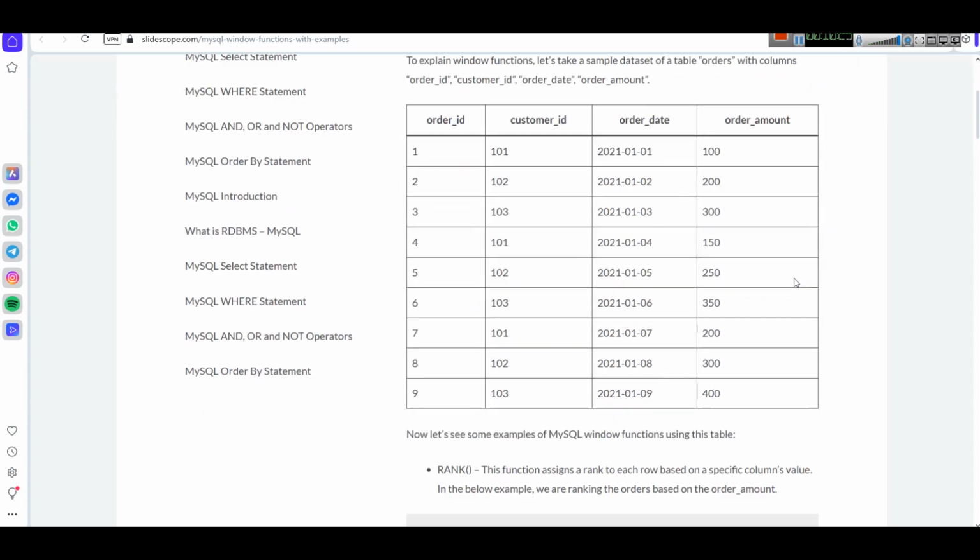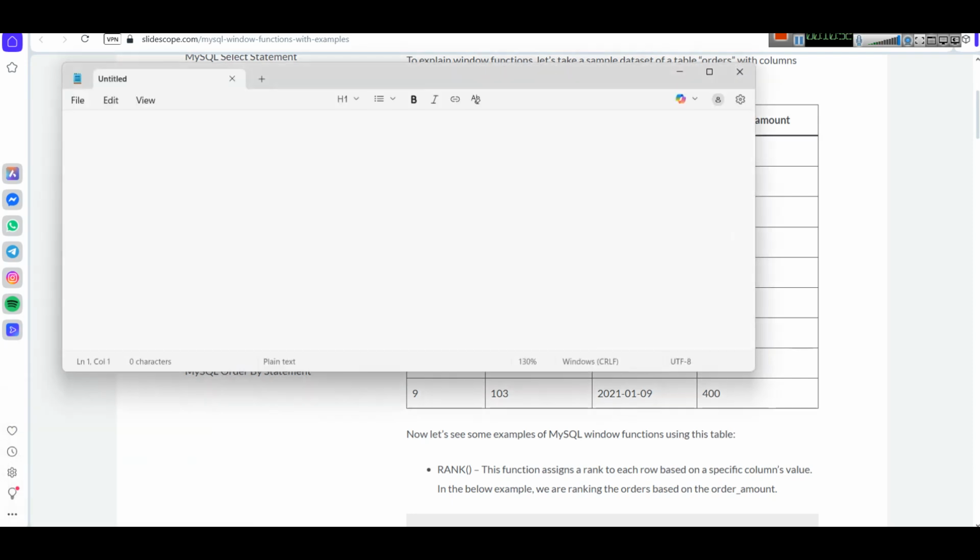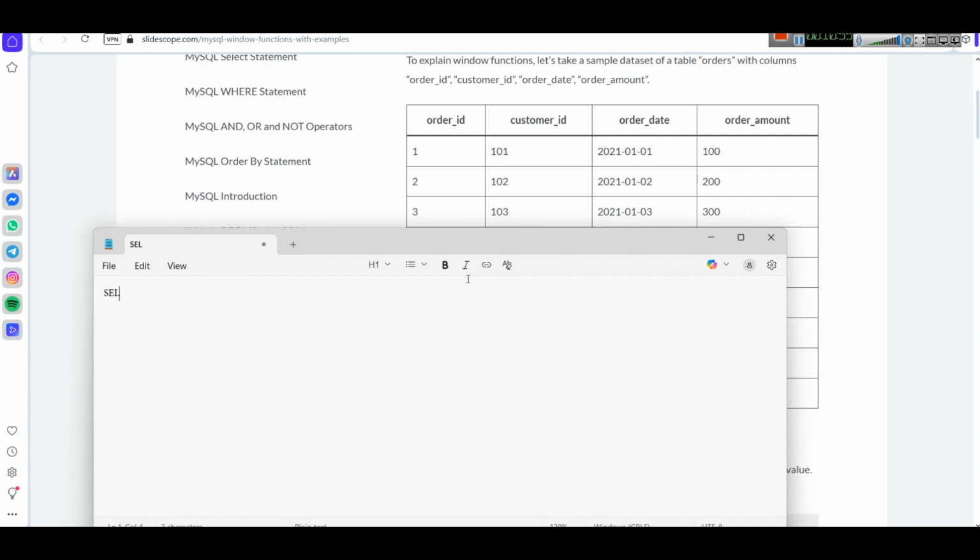So this was the original data. In original data, order ID and order date were given. Here you can see that in original data, order date is given. So you will select order ID, customer ID, order amount. How will you write that? You will write something like select order ID, customer ID, comma order amount, because we don't need order date in the answer, right?